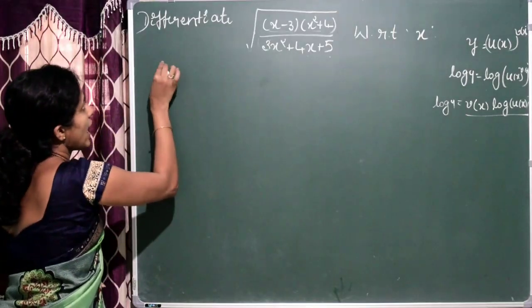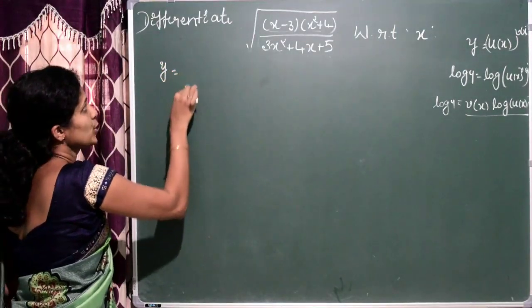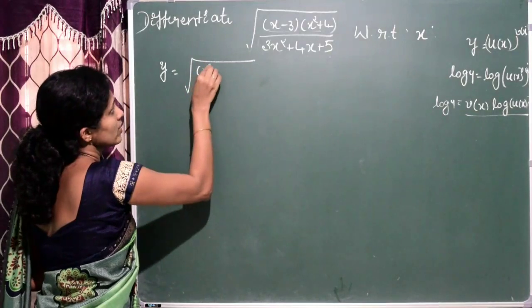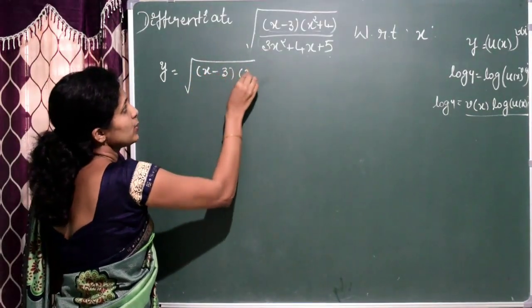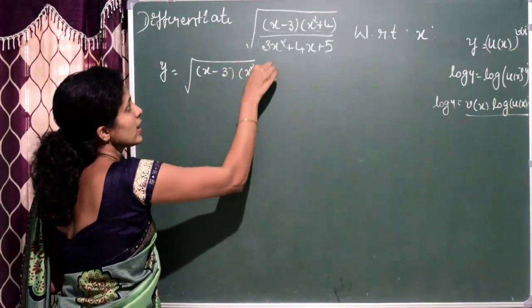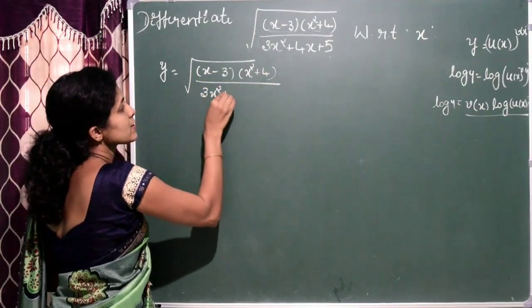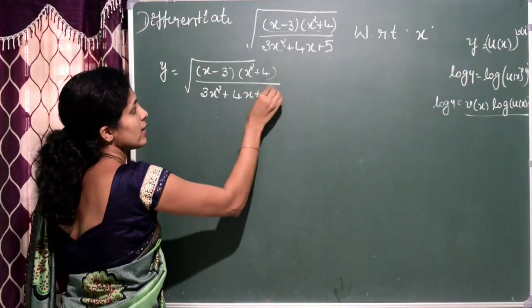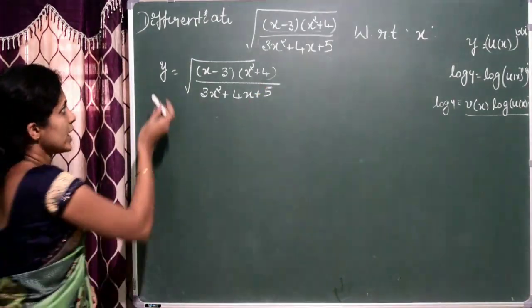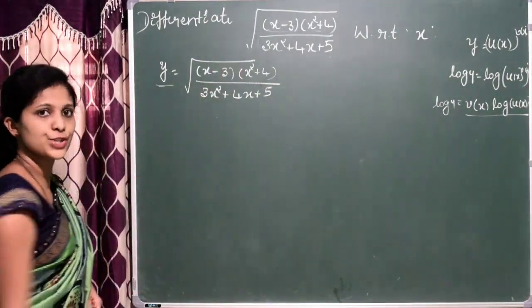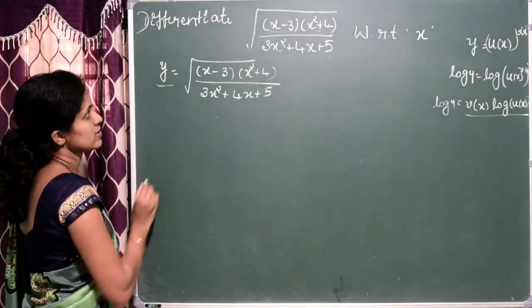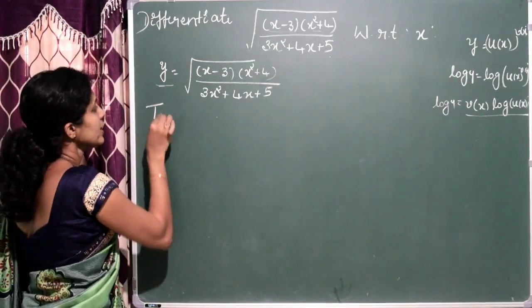We'll see this one. I'll consider the function y is equal to square root of (x minus 3)(x square plus 4) divided by (3x square plus 4x plus 5). We have considered the given function as y. This is very important because we are differentiating with respect to x. You have to consider this. Now take log on both sides.